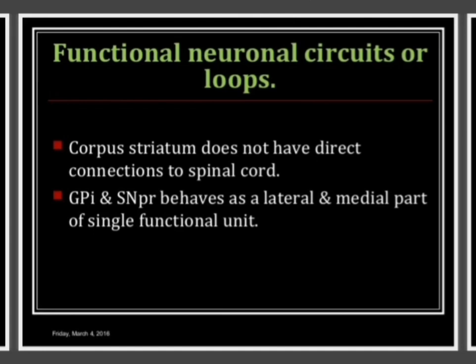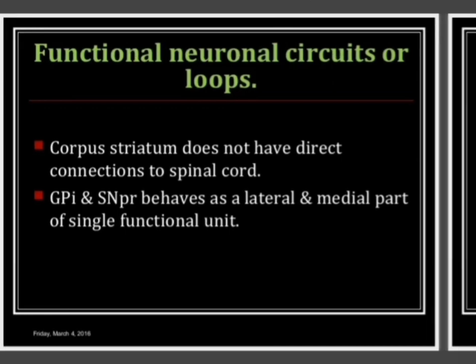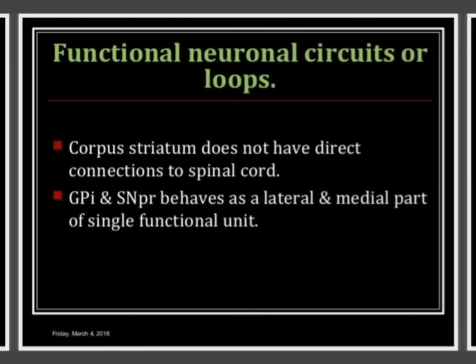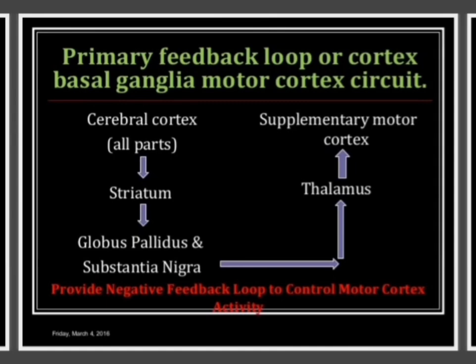GPI and SNP behave as the lateral and middle parts of a single functional unit. Globus pallidus and substantia nigra behave as the lateral and middle parts of a single functional unit. Primary feedback loop: cortex, basal ganglia, motor cortex. Here, all parts of the cerebral cortex give fibers to the striatum, and from the striatum to globus pallidus and substantia nigra.